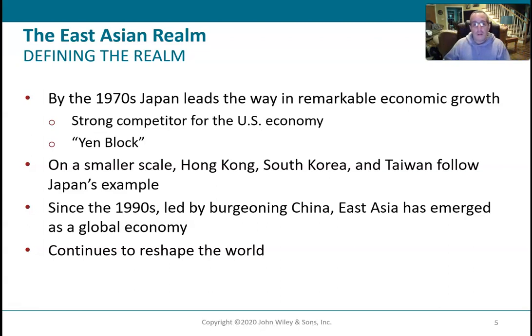We did it with Germany in World War II as well. We've done it with other countries since then. So our assistance helped Japan to gain that footing.